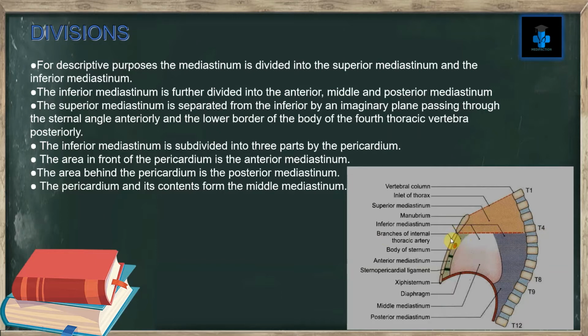The inferior mediastinum is further divided into three parts by the pericardium right here. The area in front of the pericardium is the anterior mediastinum. The area behind the pericardium is the posterior mediastinum. The pericardium and its contents form the middle mediastinum right here.